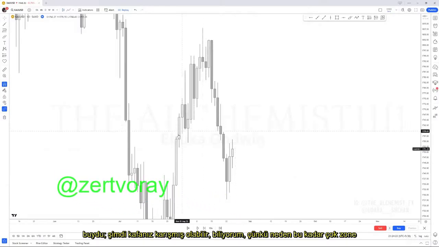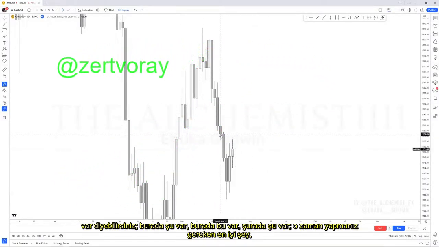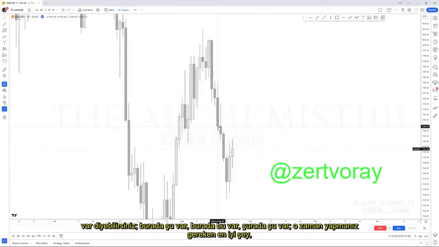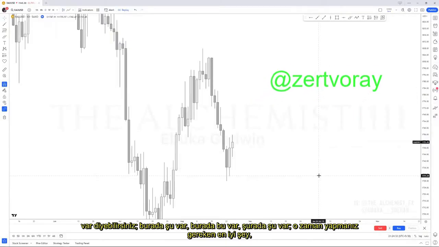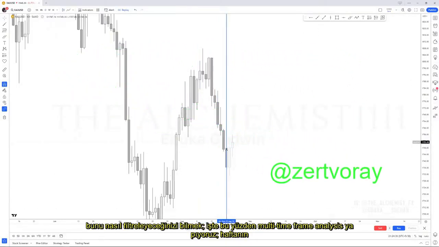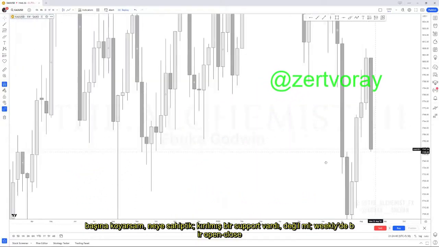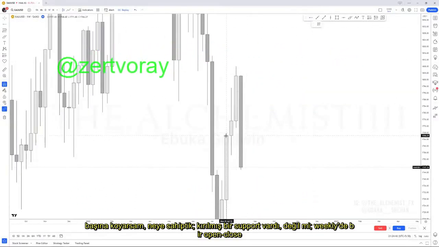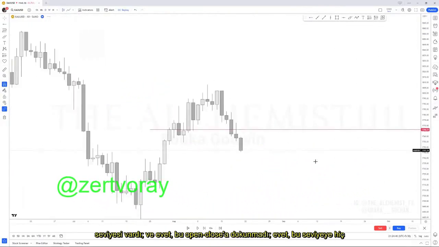Now, you might be confused, right? Why do we have so many zones here? We have this, we have this, we have this. The best thing you should do is learn how to filter it out. That is why we do the multi-time frame analysis. If I put it here at the start of the week, what did we have? We have this support that was broken, right? Open, close on the weekly.